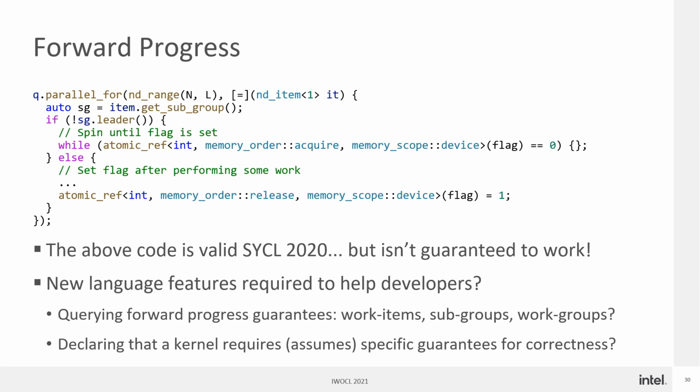So perhaps we should consider some new language features to help developers. Maybe we could have some queries for forward progress guarantees so a device could advertise what it supports. And perhaps we should support some kernel attributes so a kernel can describe which forward progress guarantees it requires.